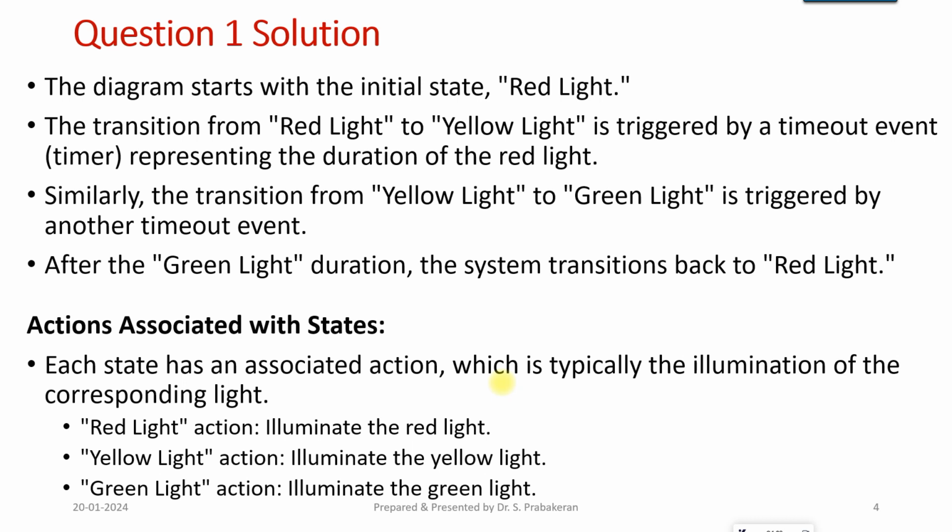A quick summary here: we need to understand what are states, what are transitions, and what are the actions involved in it, right? Now a quick recap of the states involved in this particular case study. The states involved are red light, yellow light and green light. And what are the transitions that happen? From red to yellow, yellow to green, and again back from green to red. So these are the transitions that happen, right?